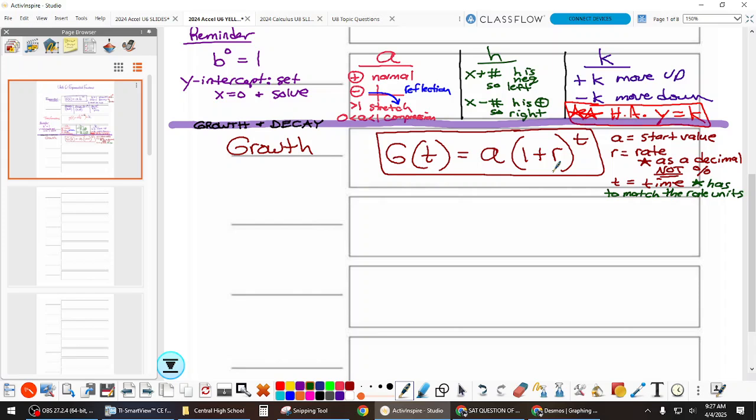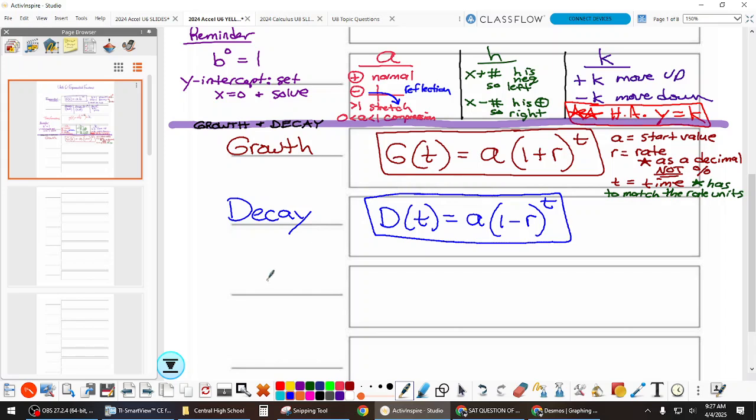Okay? So then we also have one for decay. It looks almost identical, but it's 1 minus the rate instead. That way it's less than 1, right? That way it's dropping, not growing. And all the other stuff is the same, so we don't need to write it twice. The rate for this one would just be like minus 2.